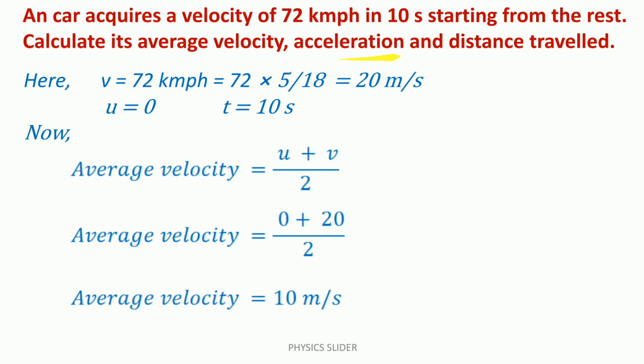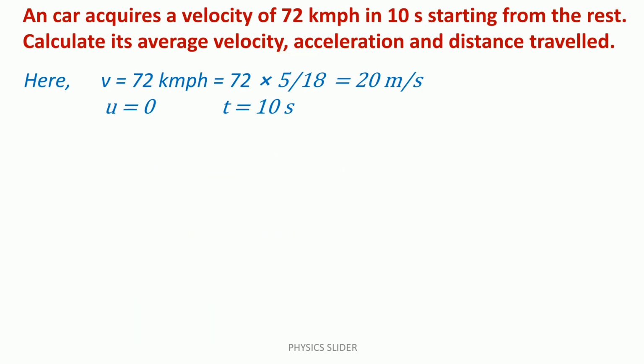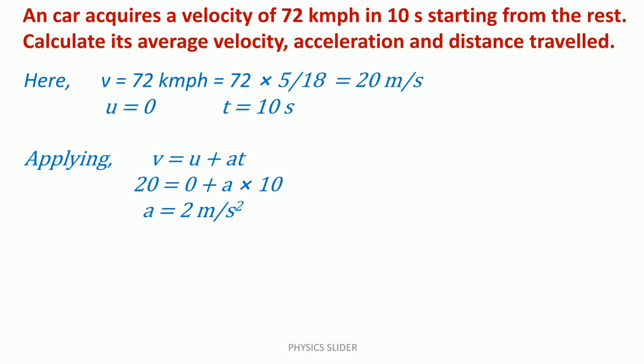Now we need to calculate the acceleration. To calculate the acceleration, we will apply the equations of motion, and we will use here v is equal to u plus at. Put the values in this equation. We will have 20 is equal to 0 plus a into 10. From here we can calculate the value of a, that we will get as 2 meter per second square. So the value of acceleration is 2 meter per second square.